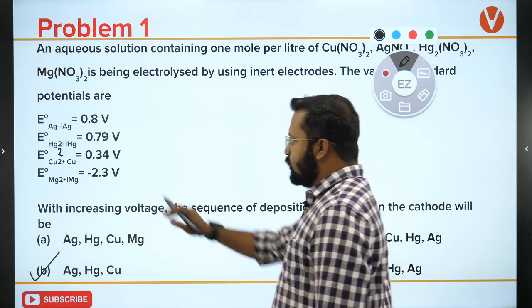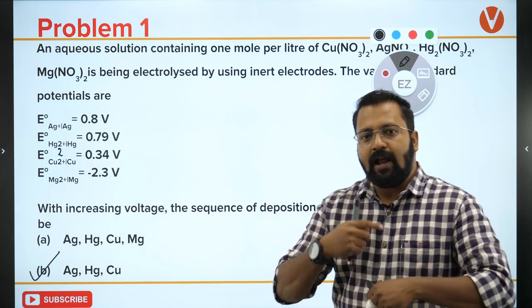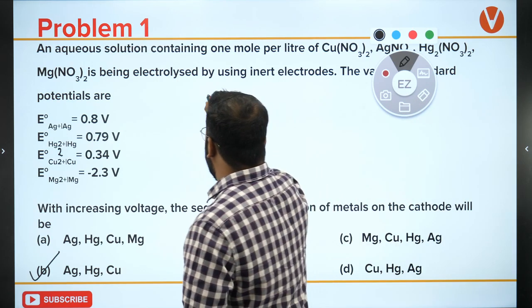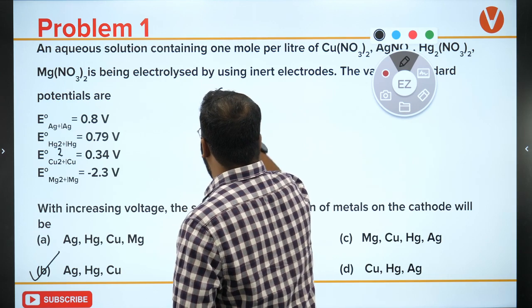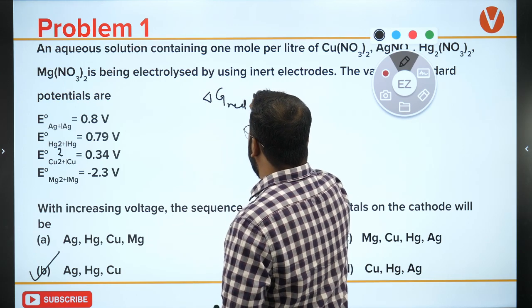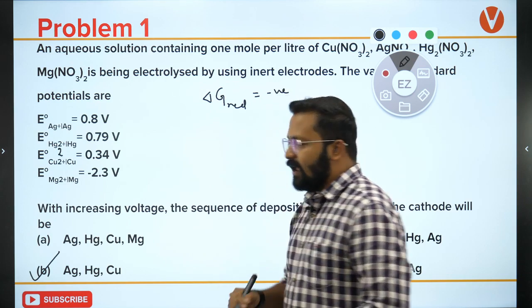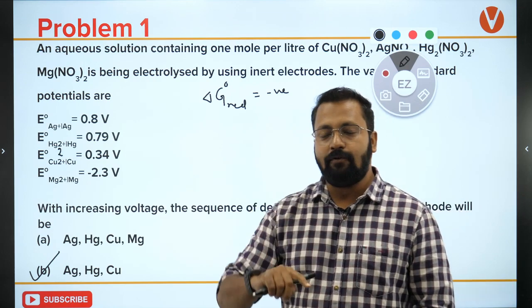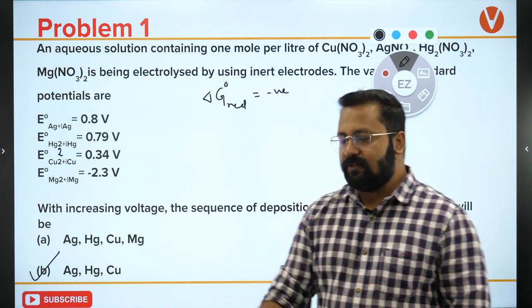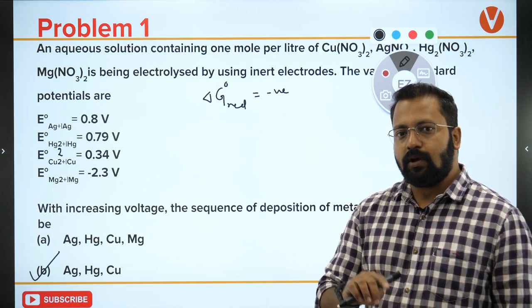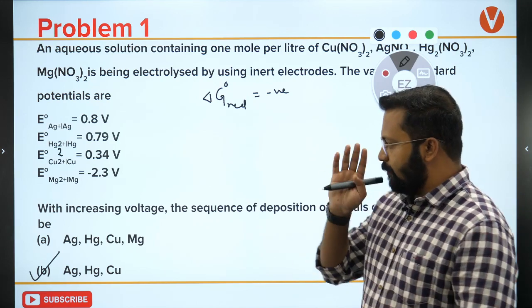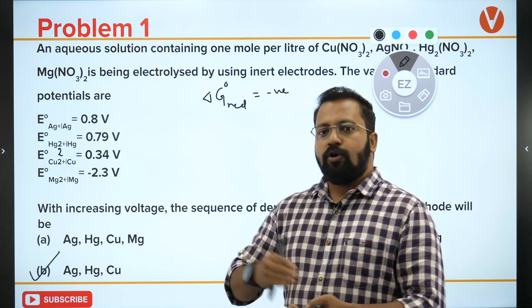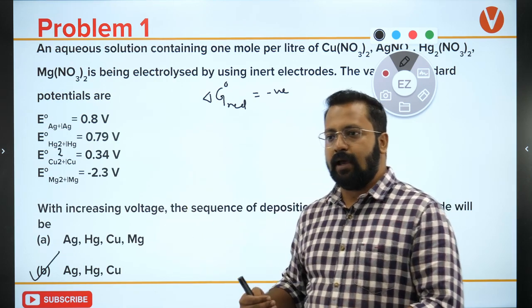How will it happen? So try and understand that the one which will undergo reduction earlier has a delta G for reduction negative. I have to identify delta G naught for reduction. The one for which delta G naught for reduction is negative, that will be deposited first. The one for which it is most negative will be deposited at the starting of the passage of electricity. After that, those with decreasing values will follow in the same sequence.